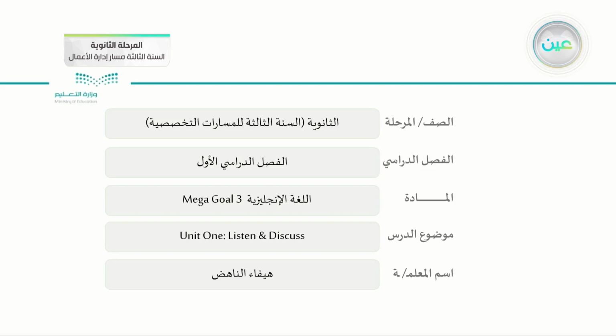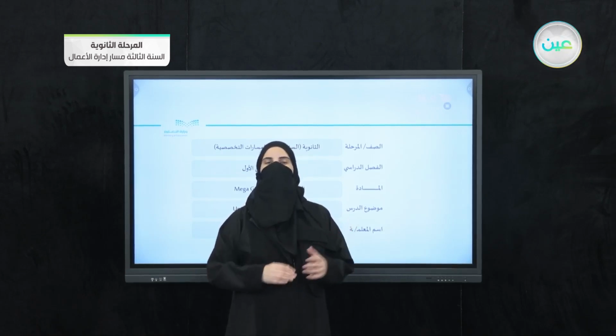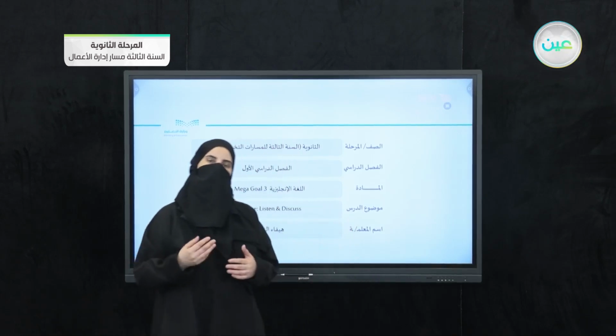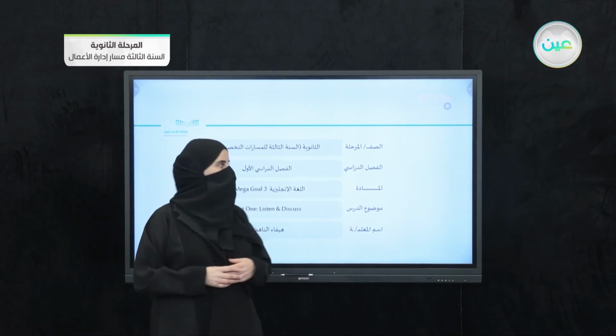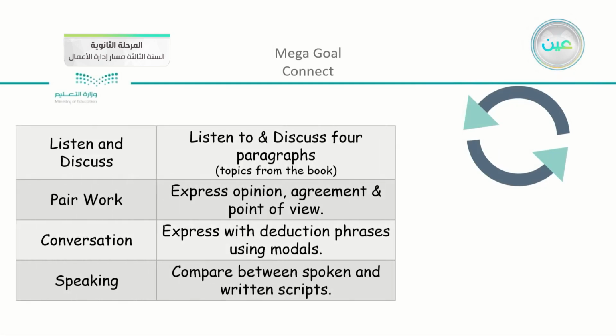We had just something very simple to start with, which was the connect part that you have at the very beginning of the book. Before we go on with our lesson, we are just going to revise and see what we had in the first part, which is the connect. We had the listen and discuss. We also had pair work, which is about expressing opinion, agreement and point of view. And just to go back to the listen and discuss, we had different paragraphs related to topics which we are going to study in the book, inshallah.